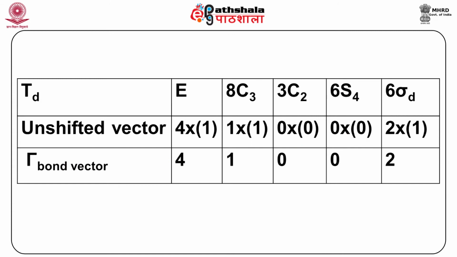Unshifted vector, first column gives under E it is 4, under C3 it is 1, under C2 is 0, under S4 is 0, under sigma D it is 2. And tau bond vectors is given as 4, 1, 0, 0, 2. That is, here directly we multiply with the character.